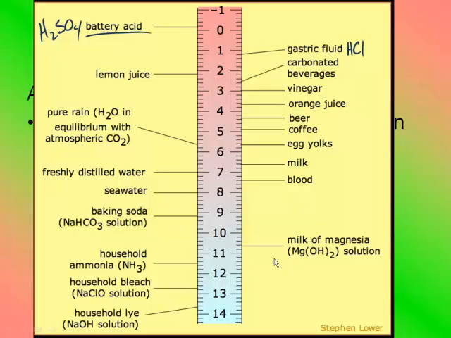Milk of magnesia is what they give you when you're not feeling well. It calms your stomach. Household ammonia, very toxic to the nose, is just above 11. Bleach, about 13. Household lye. Lye is that stuff, if you've ever seen Fight Club, the part where Brad Pitt grabs Edward Norton's hand, kisses his hand, and then pours that powder on top and it starts to bubble. That's lye. Obviously, movie magic, so you don't believe that. That doesn't really happen.